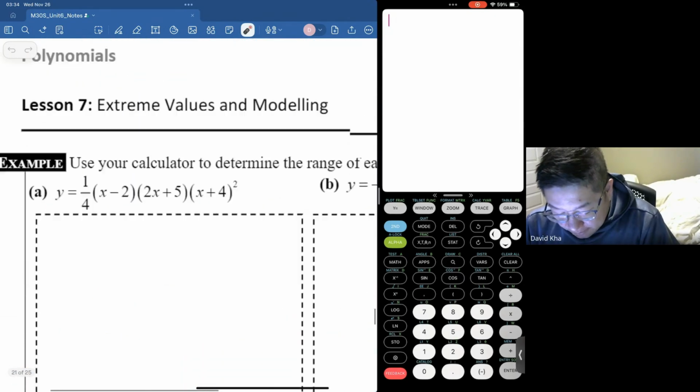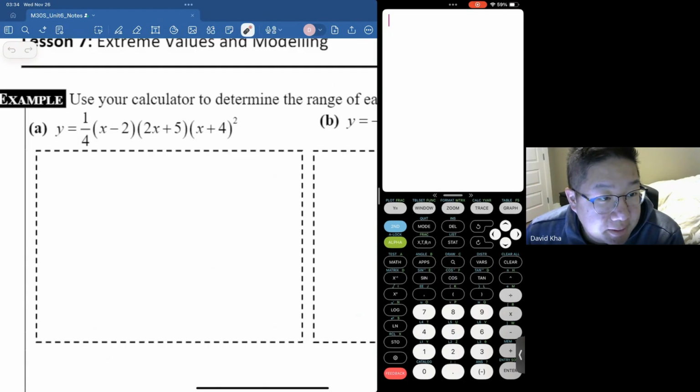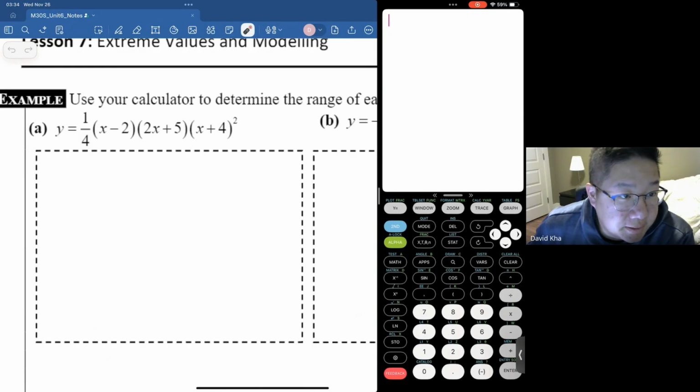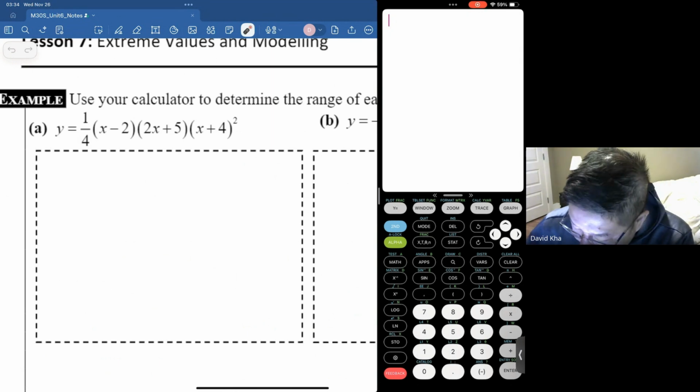So start off with an example here. So there's y equals quarter times x minus 2 times 2x plus 5 times x plus 4 squared. We're going to use a calculator to find the range. And basically, we're going to use our calculator to find the local minimum or the local maximum, and then you'll know the range. I'll show you what I mean.